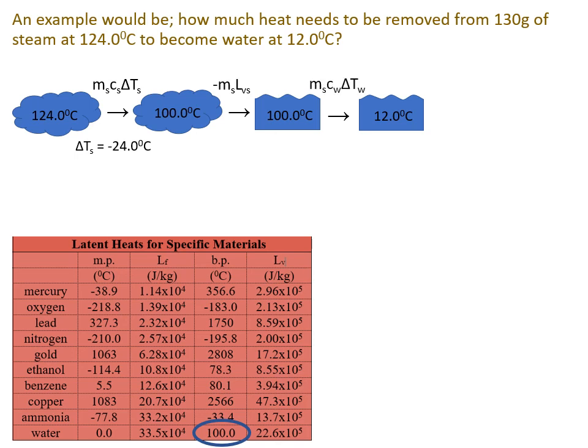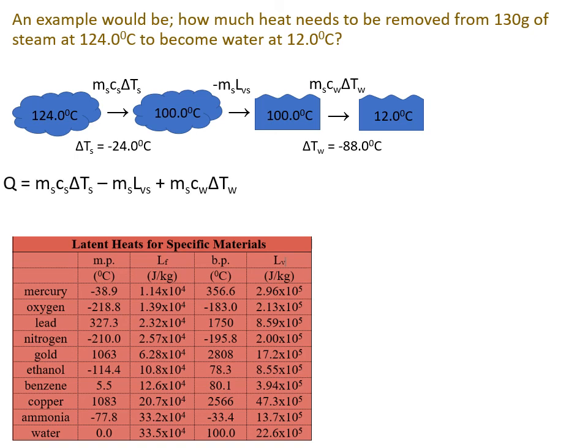And then I have another change in temperature as that water at 100 degrees Celsius is then cooled down to water at 12 degrees Celsius. So it's still the mass of steam because, right, the mass of the water molecules has not changed, multiplied by the specific heat capacity of water because we're now in the phase of water, and the change in temperature of water, which is negative 88.0 degrees Celsius.